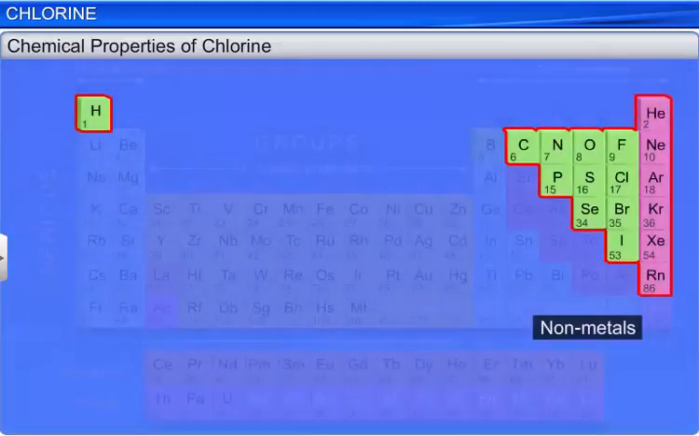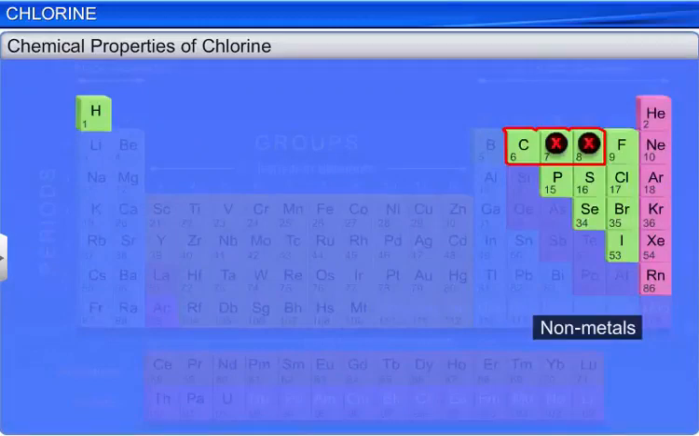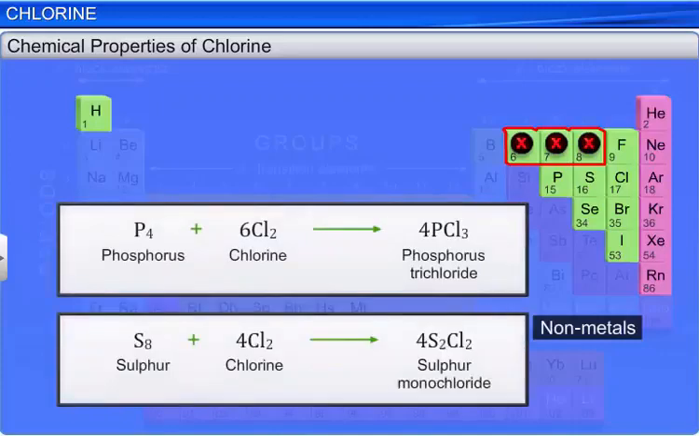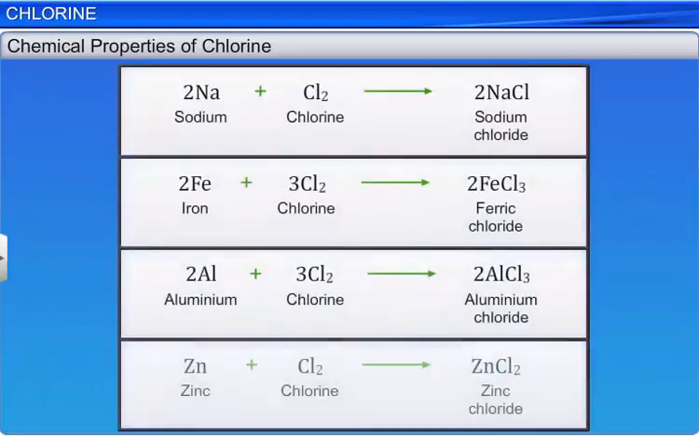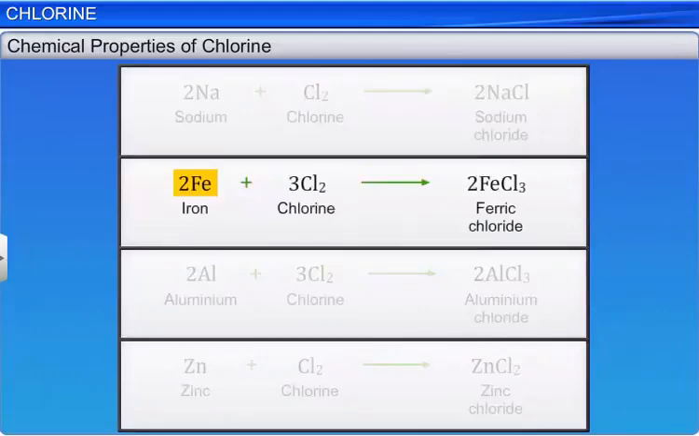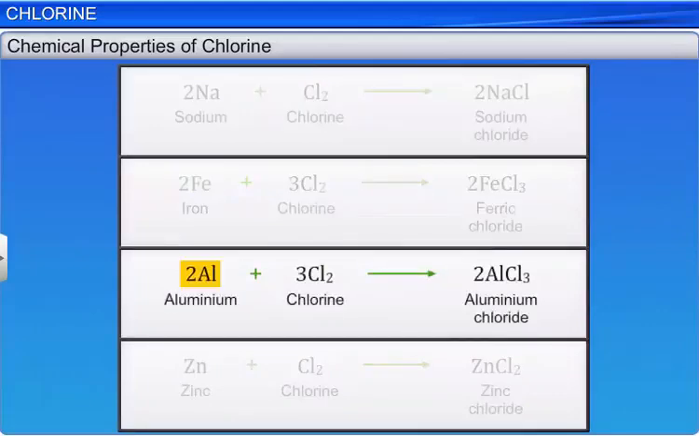It combines directly with all non-metals except nitrogen, oxygen and carbon. The equations for the reaction of chlorine with some non-metals like phosphorus and sulfur are shown here. Chlorine reacts readily with most metals to form their corresponding chlorides. The equations for the reaction of chlorine with some metals like sodium, iron, aluminium and zinc are shown here.